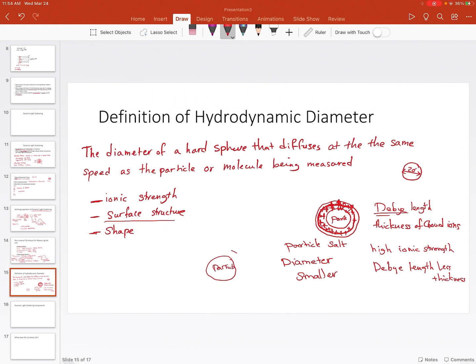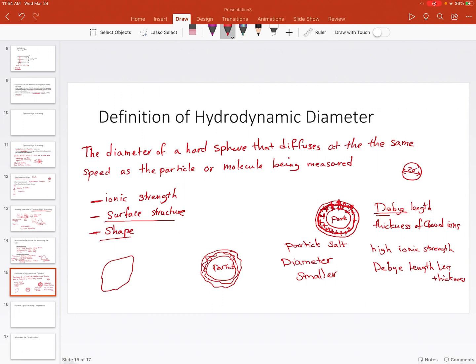For example, if this is our particle, if we have some adsorbed polymer on the surface of this particle, and if the conformation is in a format that the molecules are sitting into the medium, that will also influence the diffusion speed. How this particle with what speed is moving is going to affect it.